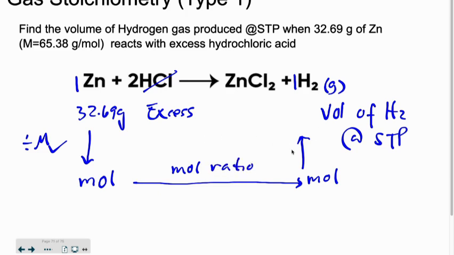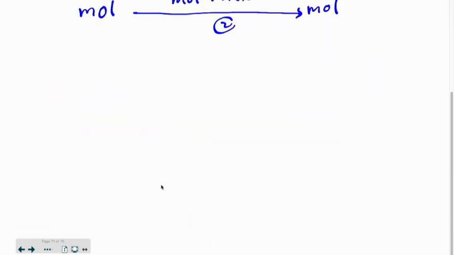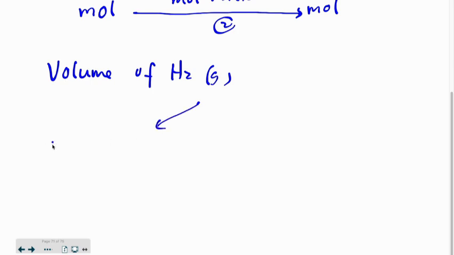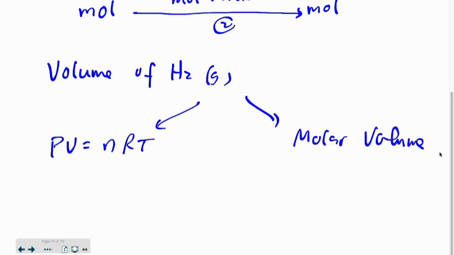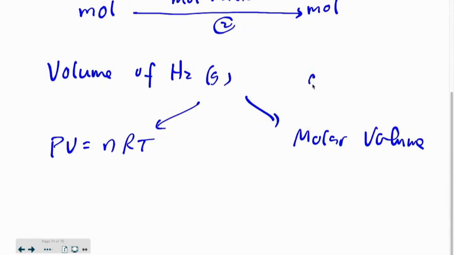I want to focus on this step 3. So if I call this step 1, and if I label this as step 2 and label this as step 3, I want to focus on step 3. How do we find the volume of hydrogen gas? To find the volume of hydrogen gas, you can actually use two methods. I can either use the ideal gas law, which is PV equals nRT, or I can use molar volume. I can use molar volume because the question said at STP. We know that at STP, 1 mole of any gas has a volume of 22.7 decimeters cubed.